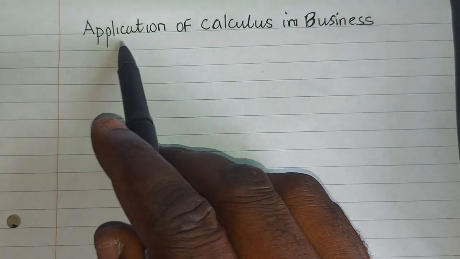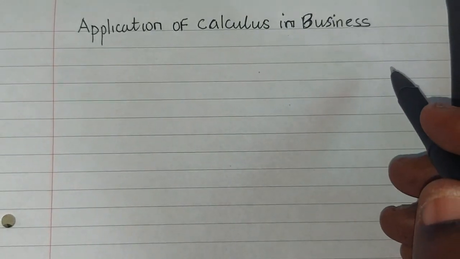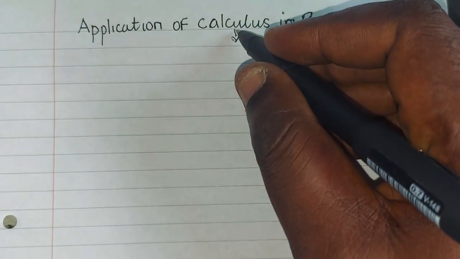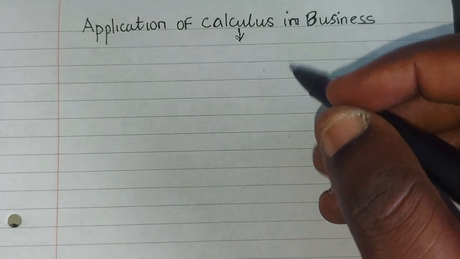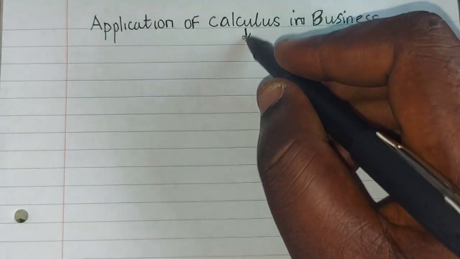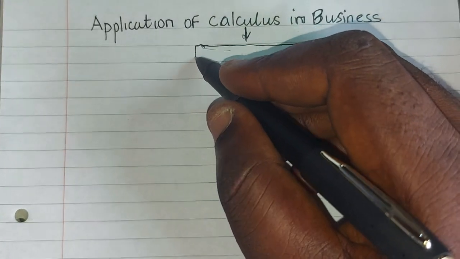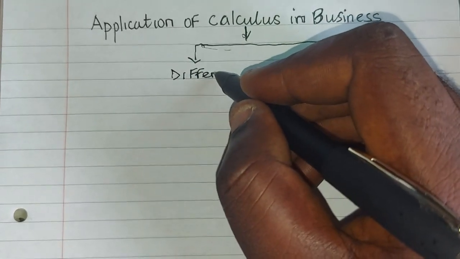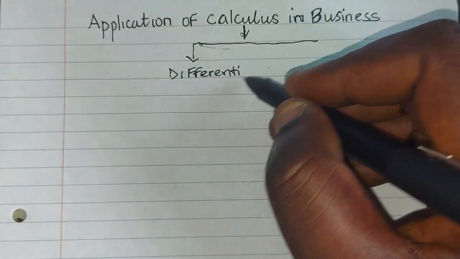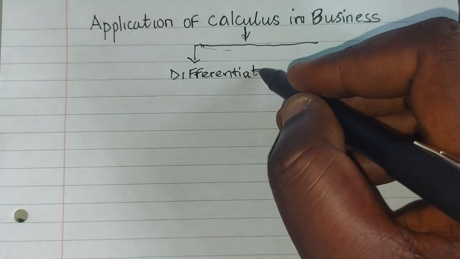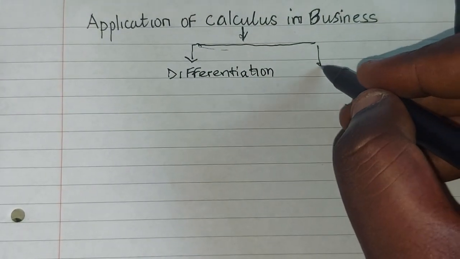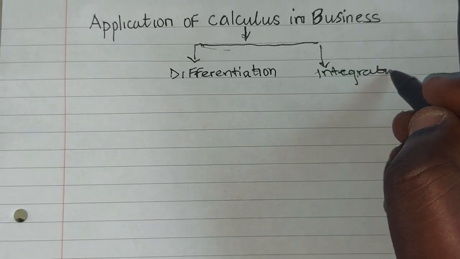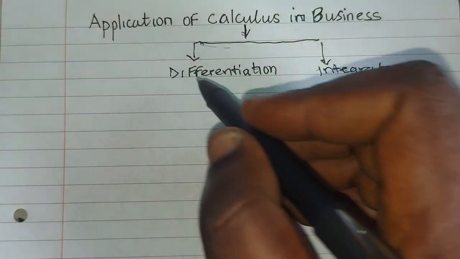In this video, we are looking at the application of calculus in business, with the assumption that you have prior knowledge about calculus. And what is calculus? It measures the rate of change in a particular function and is divided into two aspects. Number one, we have differential calculus, that's differentiation, and number two, we have integral calculus, that's integration. Okay, so that is calculus.